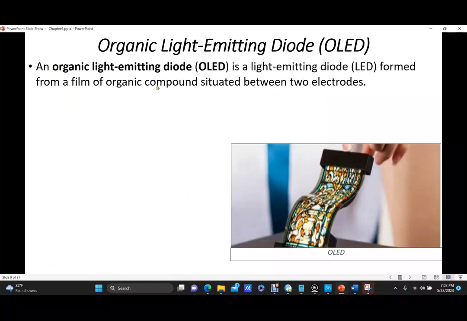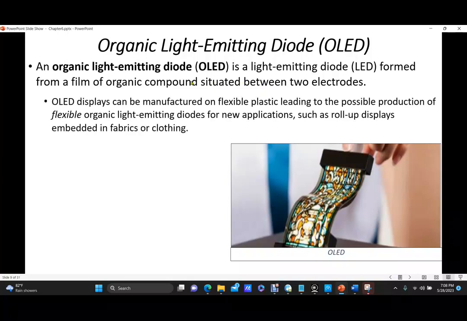An organic light emitting diode, OLED, is a light emitting diode, LED, formed from a film of organic compound situated between two electrodes. OLED displays can be manufactured on flexible plastic, leading to the possible production of flexible organic light emitting diodes for new applications such as roll-up displays embedded in fabrics or clothing.